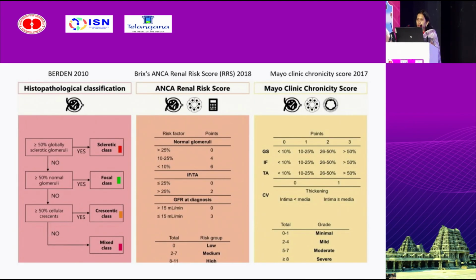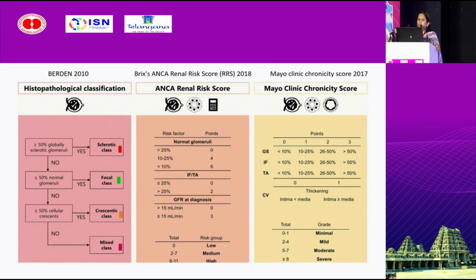So once we diagnose, give the impression of crescentic glomerulonephritis. The next thing is prognostication, prognostic factors with respect to biopsy. So in 2010, the Berden classification was introduced to assess the crescents. And the prognostication was done based on the cellularity of the crescents. If they are focal crescents, cellular, then it is focal class. If they are cellular crescents, more than 50%, crescentic class.